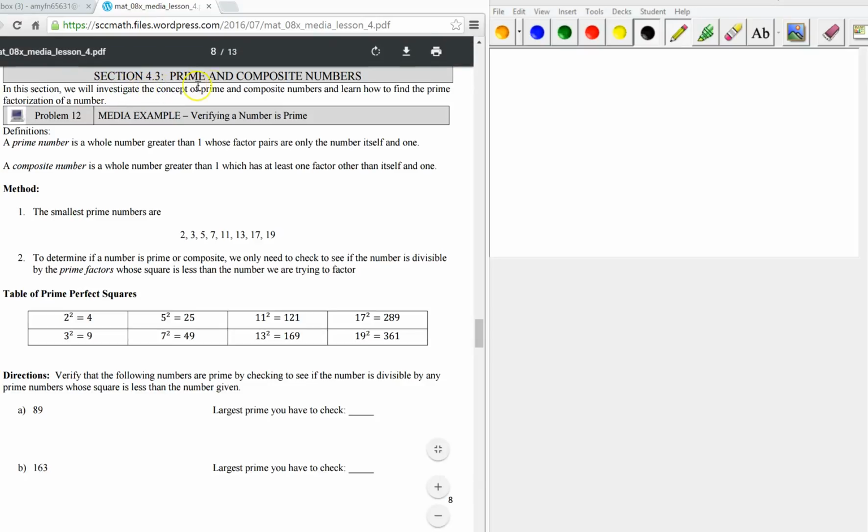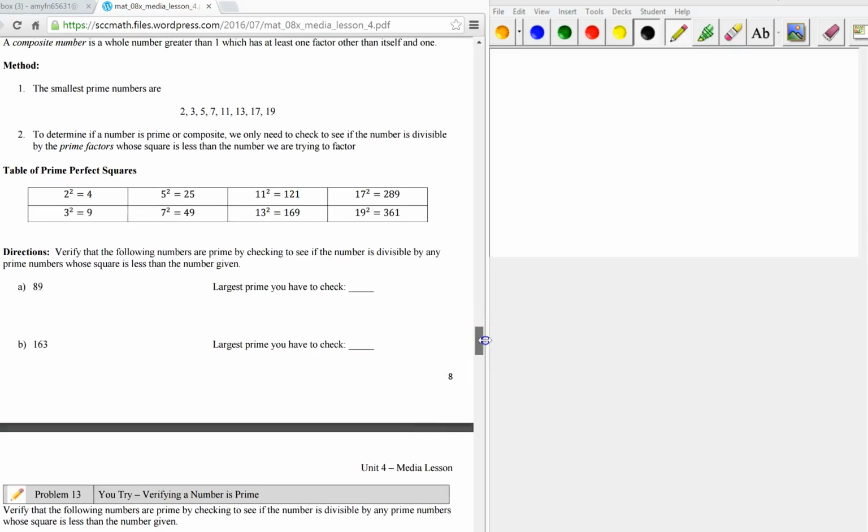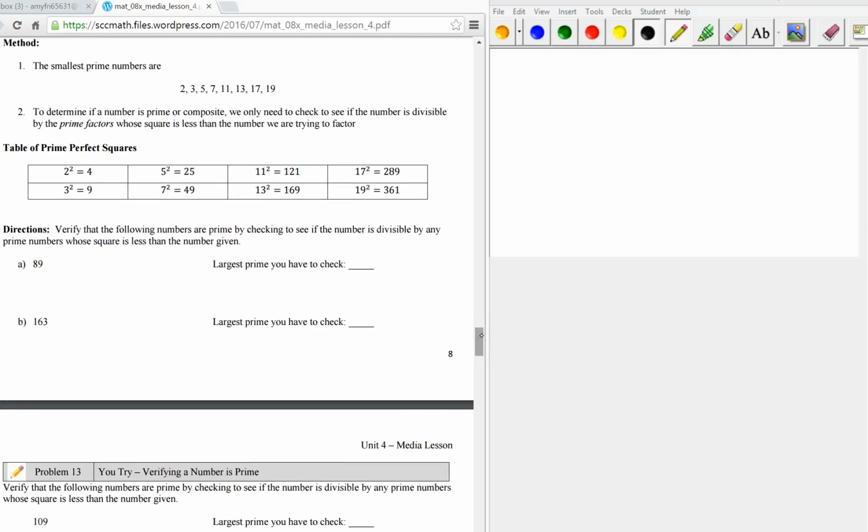In section 4.3, we look at prime and composite numbers. Okay, so we start by defining prime and composite numbers, and then, instead of determining whether a number is prime or composite, we start by verifying a number is prime. So we're given numbers that are prime, and instead of them having to determine whether it's prime or composite, they have to go straight to this is prime, show or prove that it's prime.